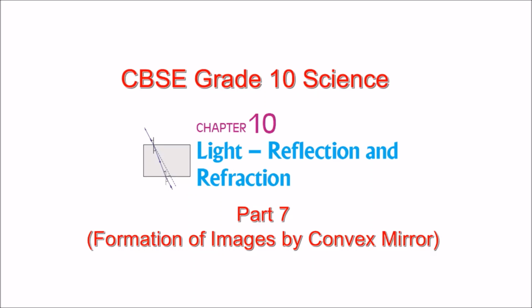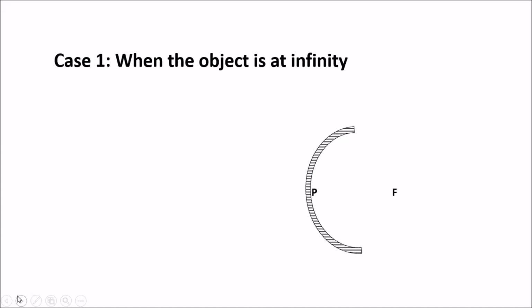So in concave mirror, we had basically 6 cases, whereas in convex mirror, we have only 2 cases. The reason is that when we keep the object at infinity and when we keep the object anywhere between infinity and pole, we get the same results, and that's why we have only 2 cases. So let's begin with case 1. Case 1 goes like this: when the object is kept at infinity.